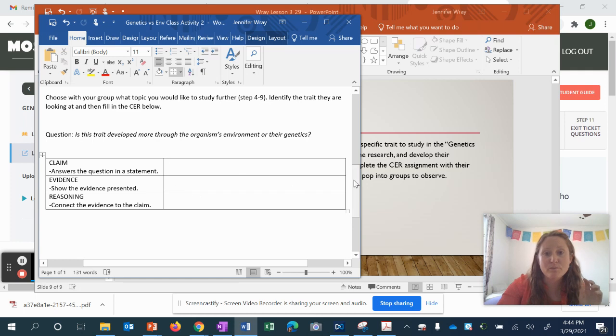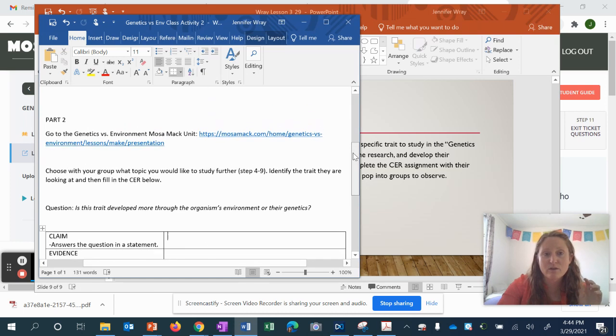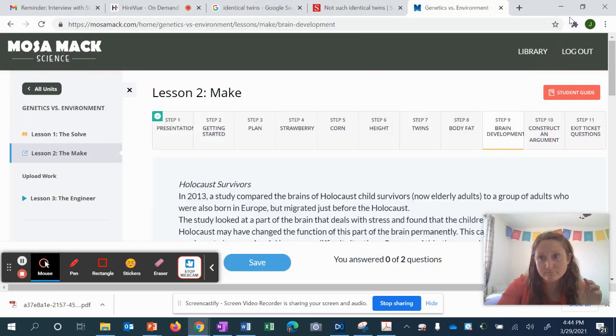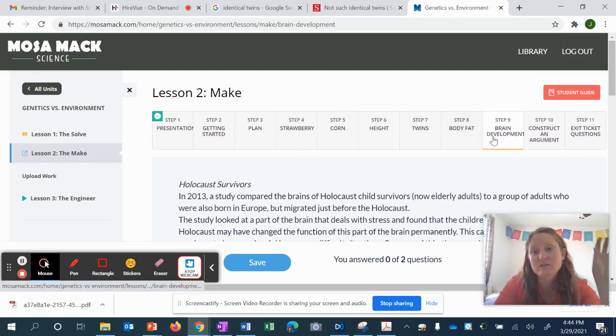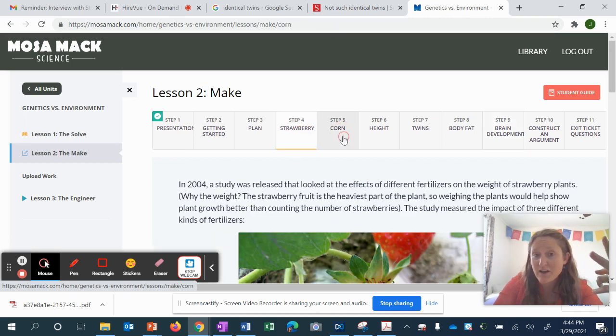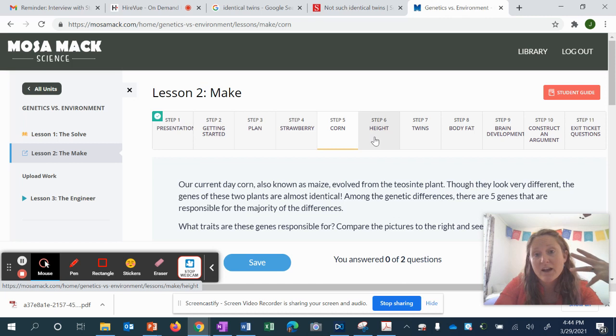So now with your group, you will go to MOSA Mac. You can use this link. And then you're going to pick one of these studies. So you can learn more about strawberries. There's some research on corn, height, twins, body fat, and brain development. So you and your group, you can kind of flip through and see which one you'd like to do.